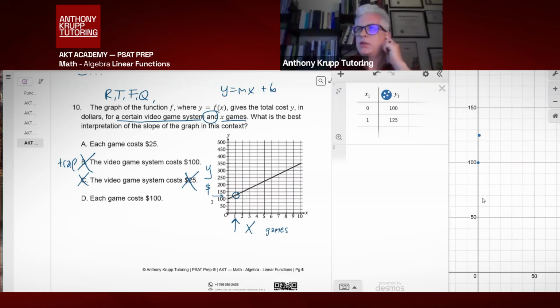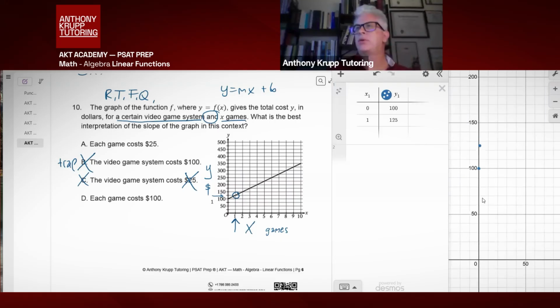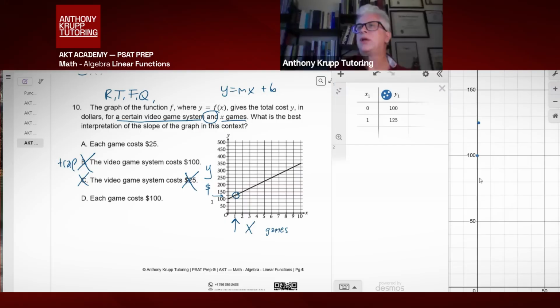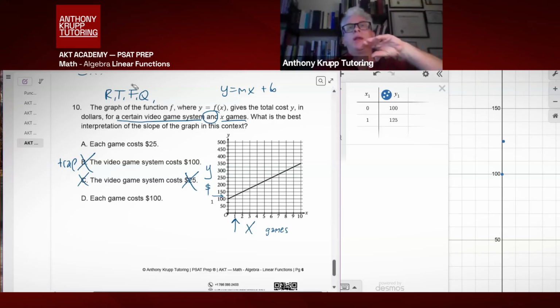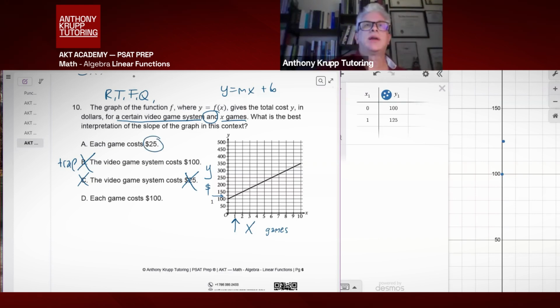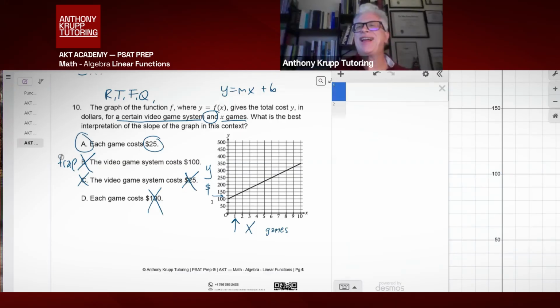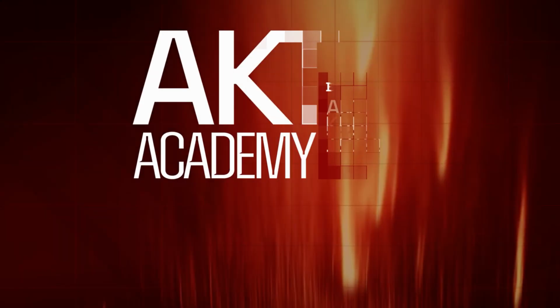Here are the 2 points, right? I know the slope is a little off in terms of how it looks, whatever. Anyway, long story short, given that the points are so close together, it's pretty easy to see that as you go over one game, the rise is $25. So apparently each game indeed costs $25. Answer choice A. Okay, Desmos is your friend. That is all. See you with the next exercise.